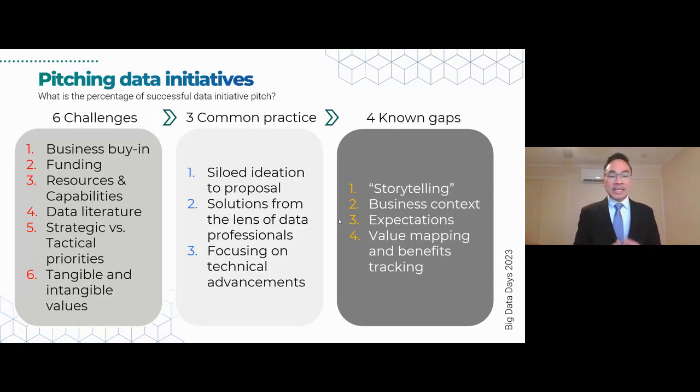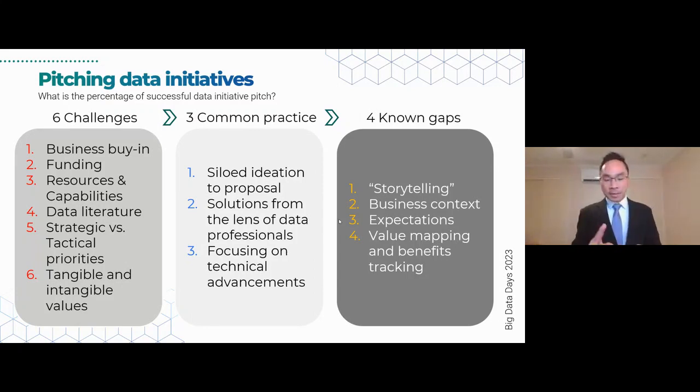literacy. Basically, it is like the artifact of the data that we have. Then the priorities, business priorities at the moment, whether it's strategic priorities or tactical priorities. Then last but not least, it is about the value, tangible and intangible value of any data initiative. Then with those 6 key challenges, we have 3 common practices at the moment.